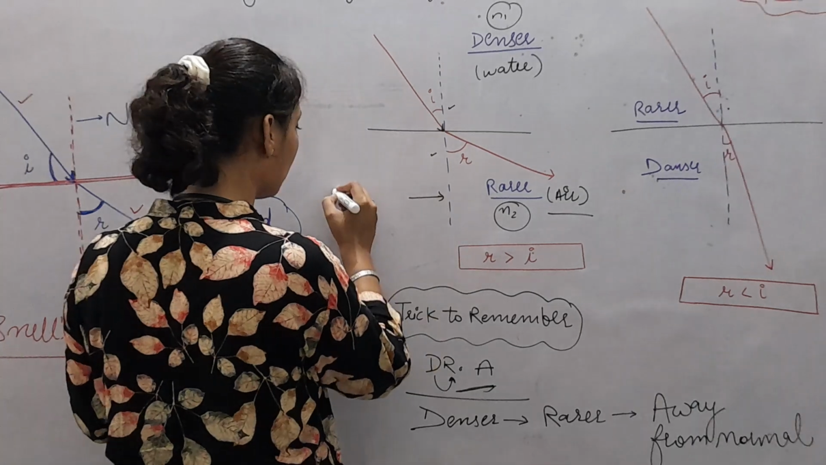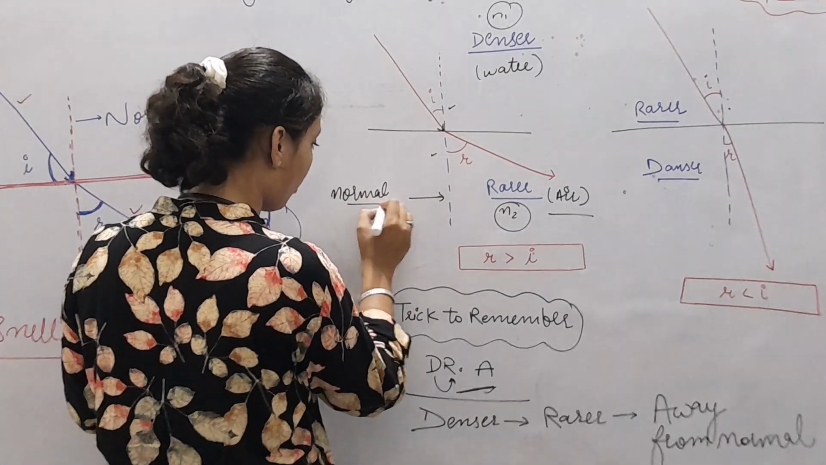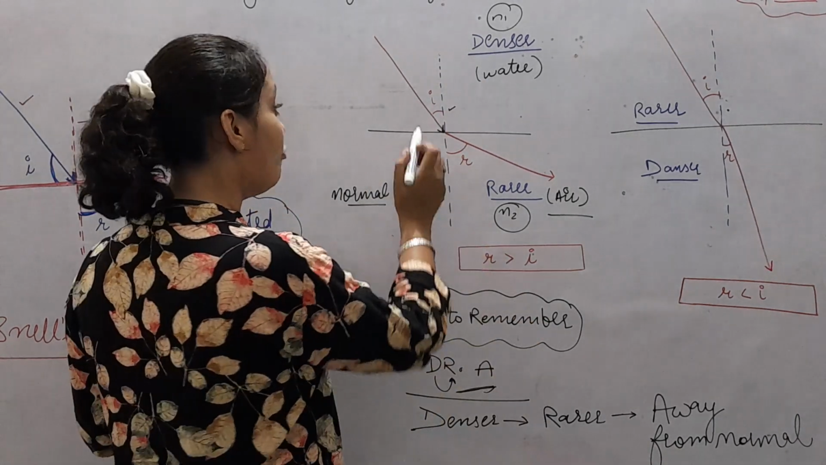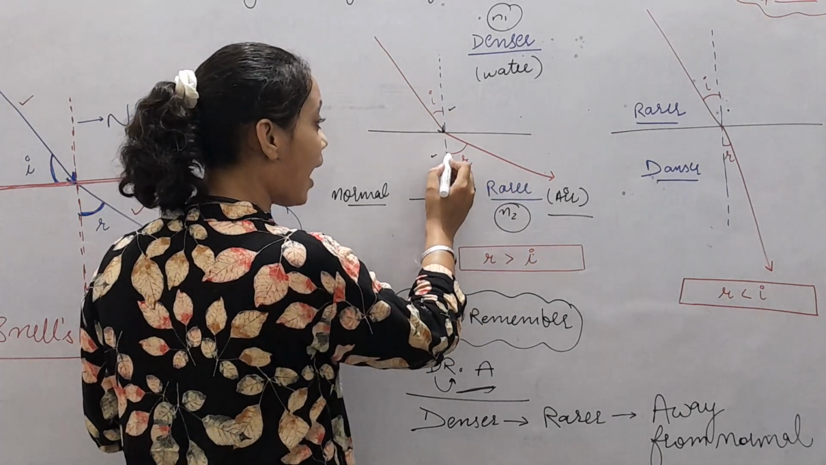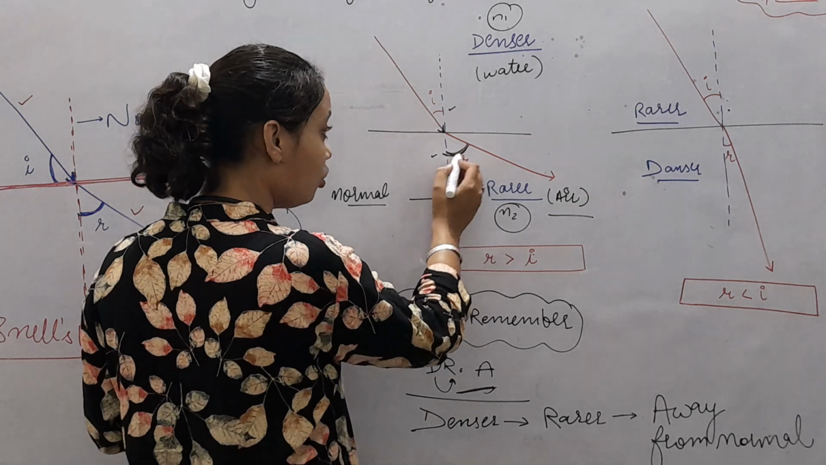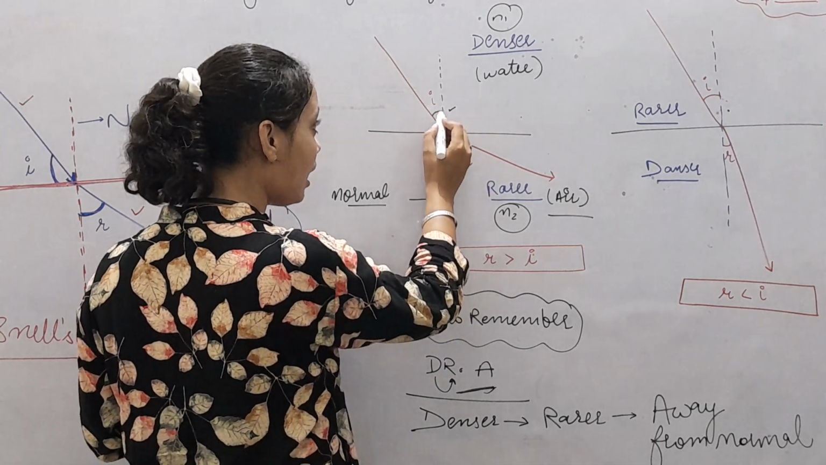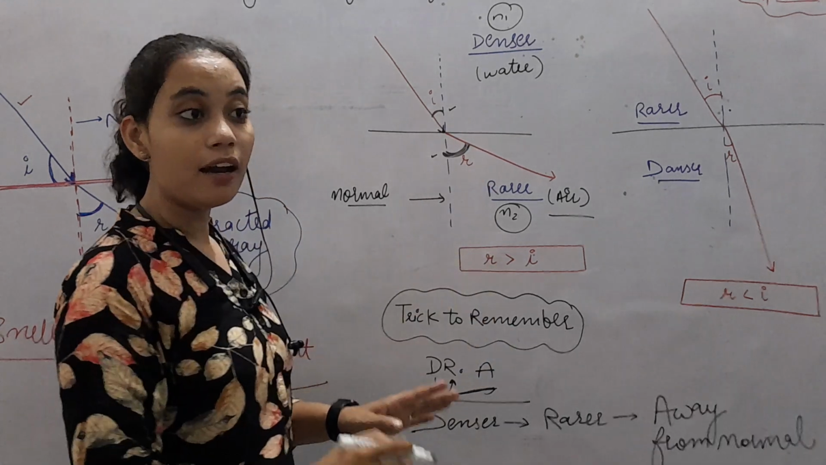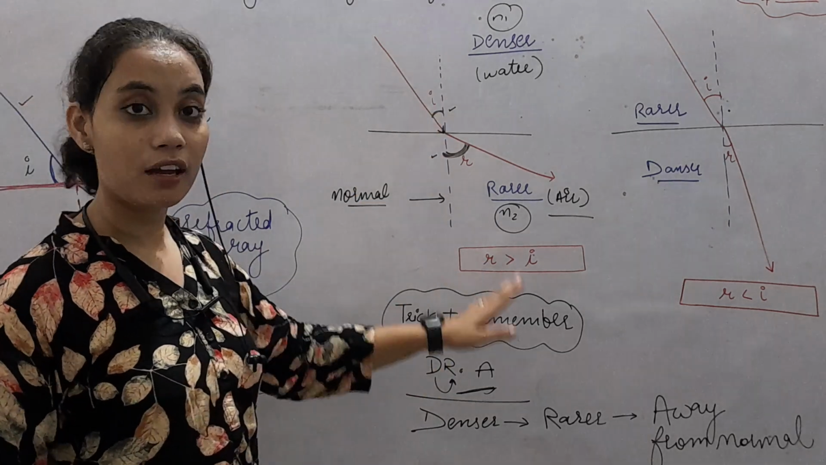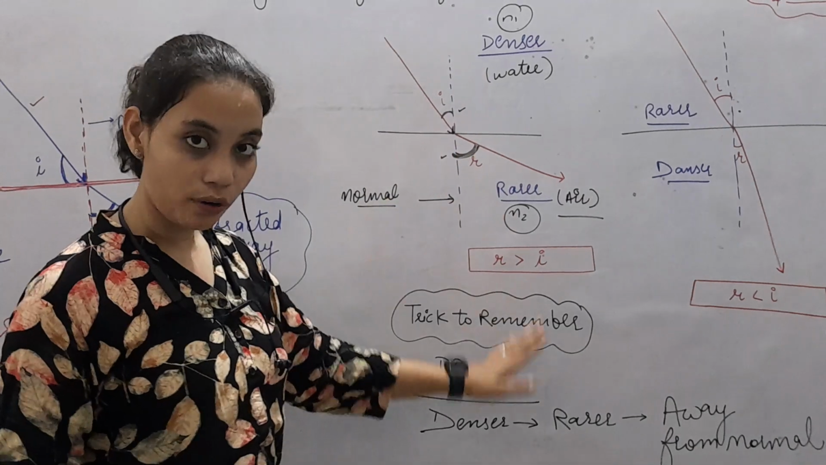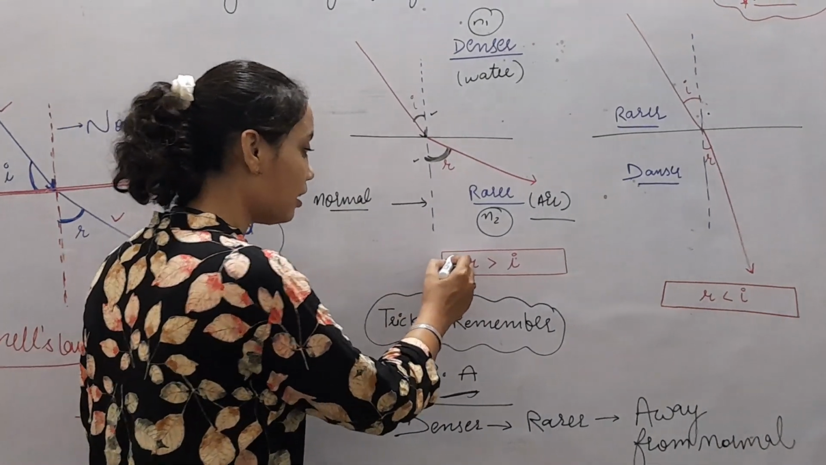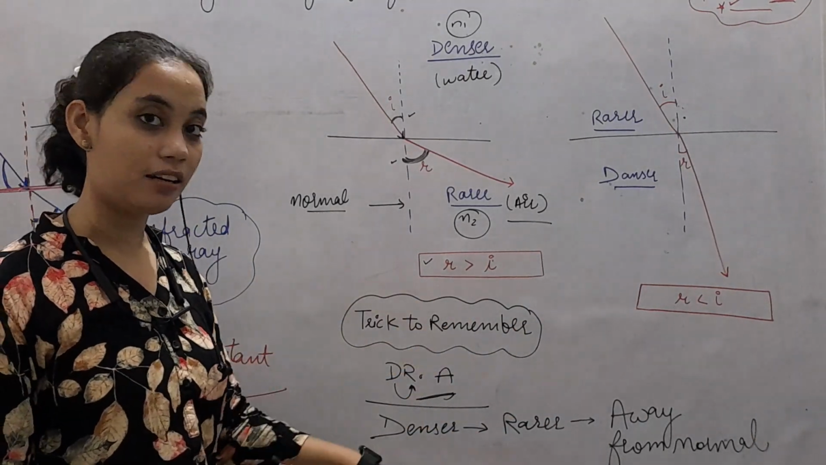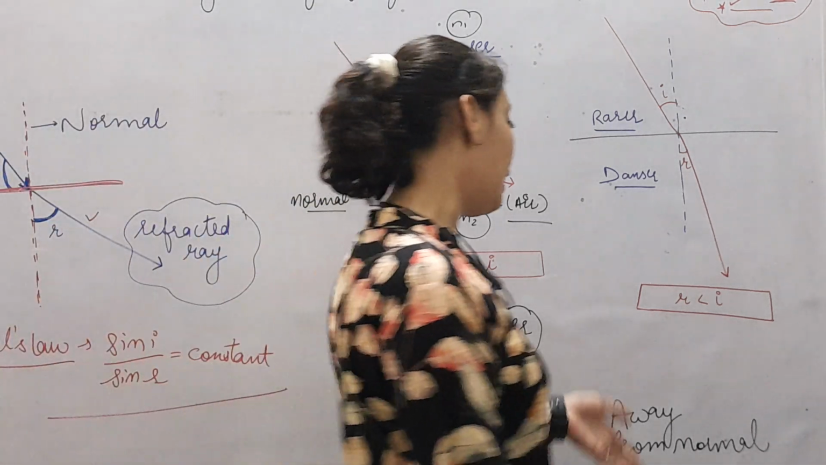Normal. Dr. A, denser to rarer, away from the normal. When it is away from the normal, here angle r is greater. You can easily see from the diagram that angle i is smaller and angle r has a greater value. That means when a ray of light moves from water to air, or from denser to rarer, the angle r is greater in comparison to angle i. It means the angle of refraction is greater than the angle of incidence.